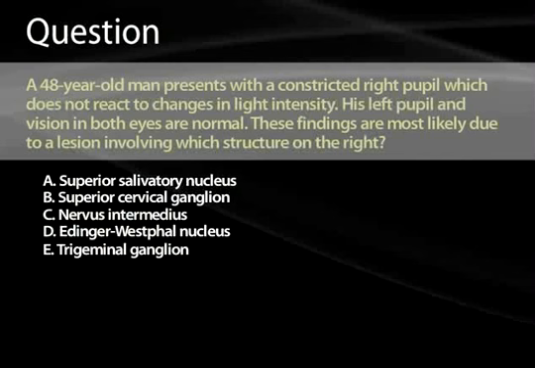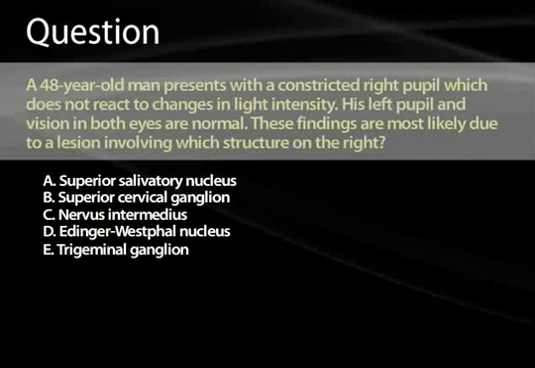What you can tell from this stem is the key is the constricted right pupil. And a constriction of a pupil means that the parasympathetics are unopposed. That means that the sympathetics have been lost. If you look at the options in this one and simply pick the one answer that is sympathetic, then you would have the answer, the superior cervical ganglia, B.